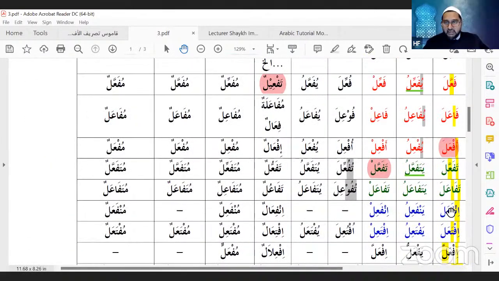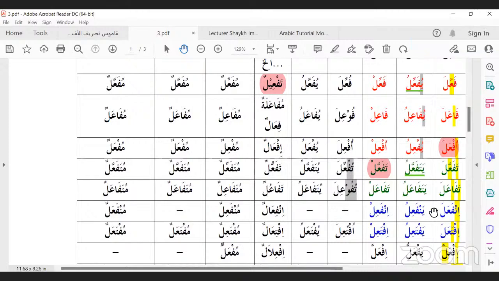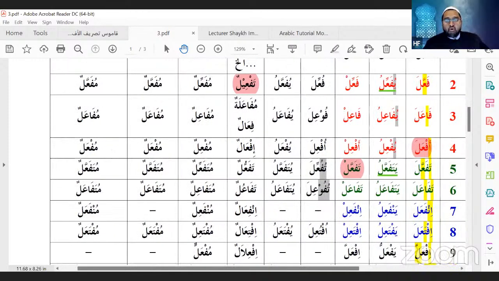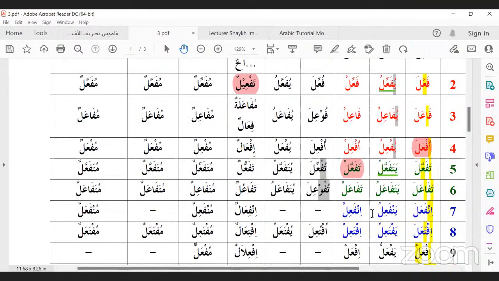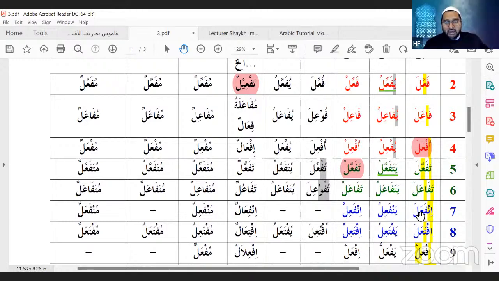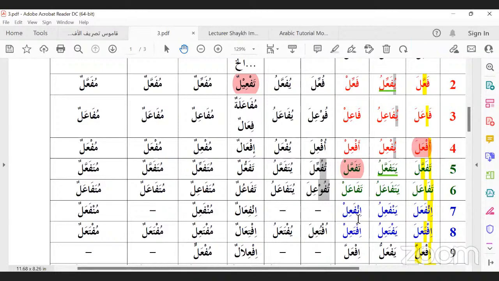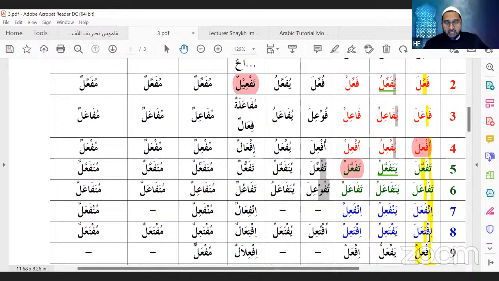So look at this here. In fa'ala yanfa'ilu, the ya is removed. Once the ya is removed, because this verb's past tense had an alif, that alif is brought back in the imperative. So it becomes in fa'il. So in fa'ala yanfa'ilu, in the imperative, in fa'il.